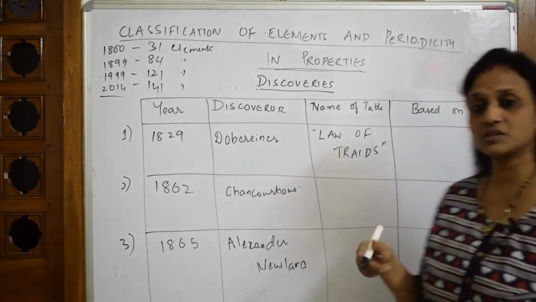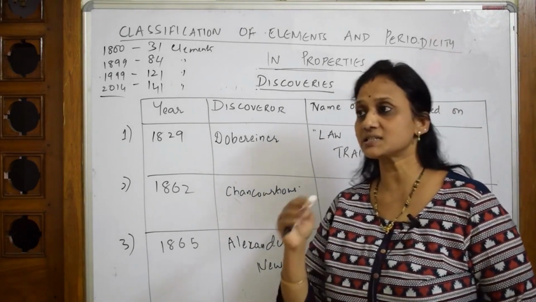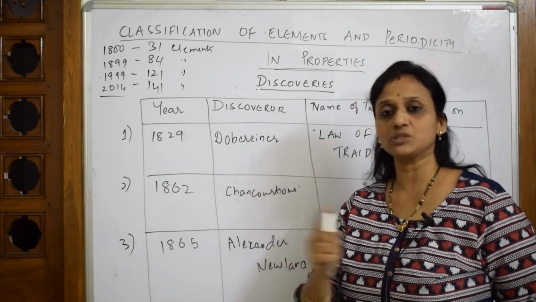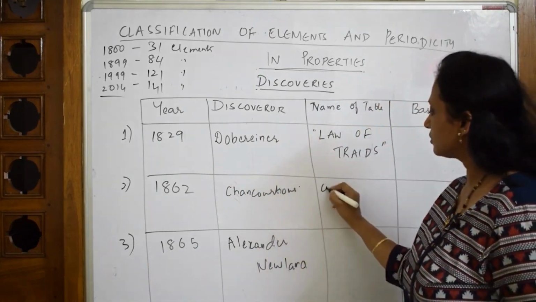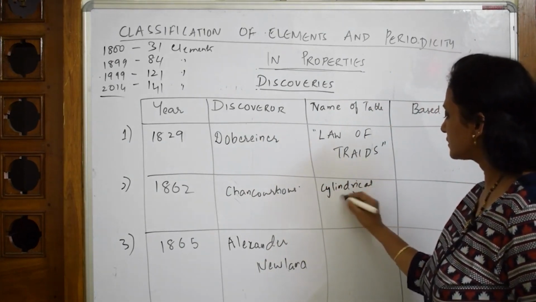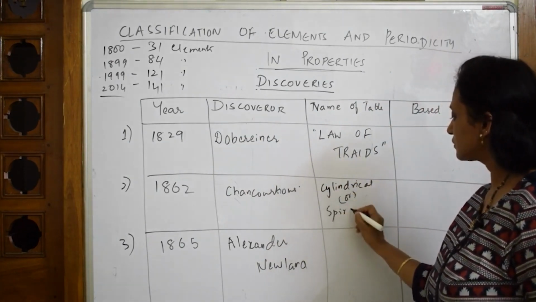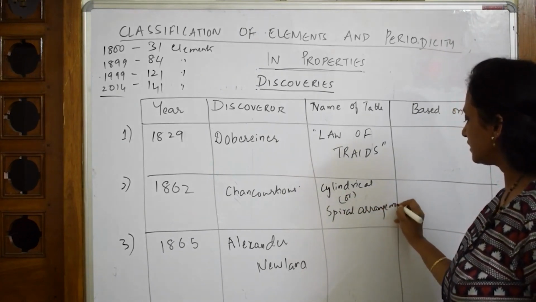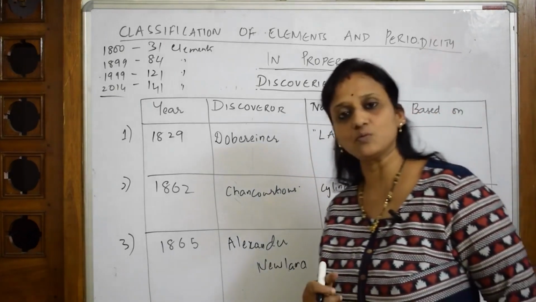Now, Chancourtois, what table did he discover? He has shown us the arrangement of elements in the form of a spiral arrangement. We'll be seeing that. It is also called the cylindrical or spiral arrangement of elements. So, it's a cylindrical or spiral arrangement of elements. He arranged them in that way and explained it to us. We will see what it is.